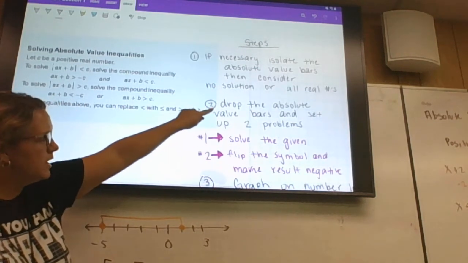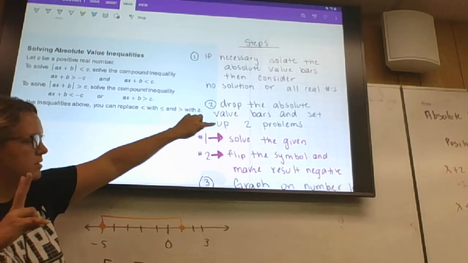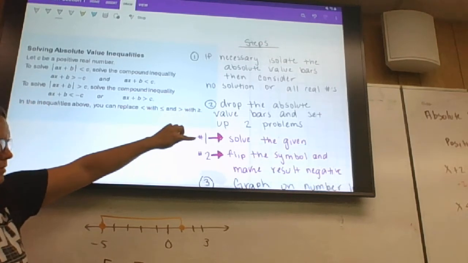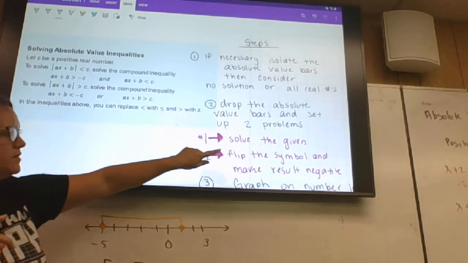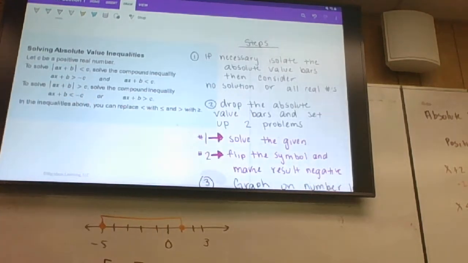You drop the absolute value bars, set up two different problems. You solve the given problem. And for your second problem, you flip the symbol and make the result negative.